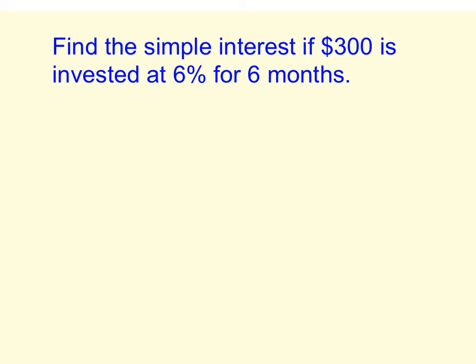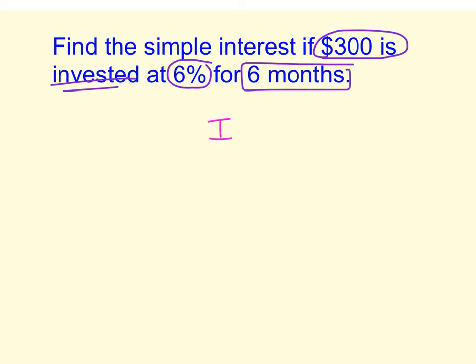All right, so this is a little bit faster example. It says find the simple interest if $300 is invested, so that's invested, at 6% for 6 months. Now we're going to use our I equals PRT. We just have to make sure we know what each one stands for. So I, P, R, and T. So our I is going to be the simple interest. And you can see that's what it tells you to find. Find the simple interest. So we do not know what that is. That's what we're going to solve for.